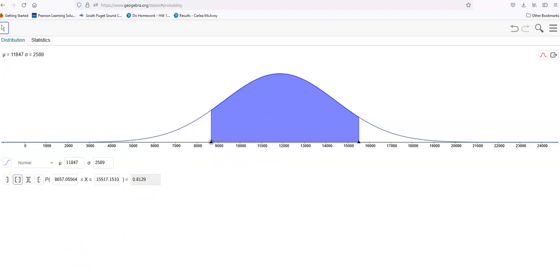But what I really know is that if this was 80%, then this would have to be 10%, and this would have to be 10%, because the whole graph is going to give me 100%. So what I could do is, if I can't get this to work, or in another program or calculator, sometimes this is what you want to do.